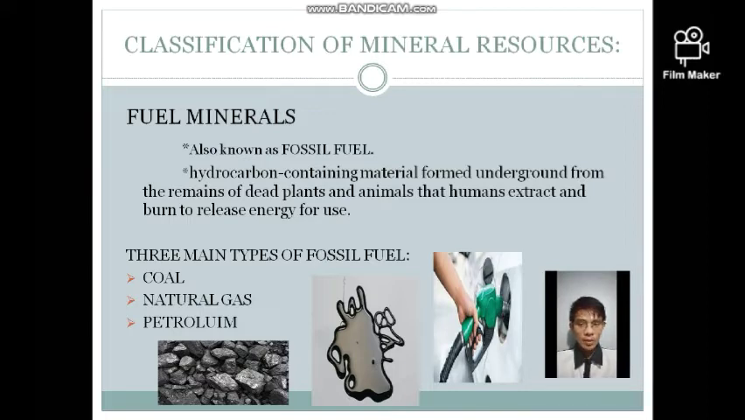Next are the fuel minerals. Fuel minerals are often associated with fossil fuels. They are hydrocarbon-containing materials formed underground from the remains of dead plants and animals that humans extract and burn to release energy for use. They are minerals that are carbonaceous fuels stripped from the earth. There are three main types of fuel minerals: coal, natural gas, and petroleum. They are often used for fuel and commercial purposes.